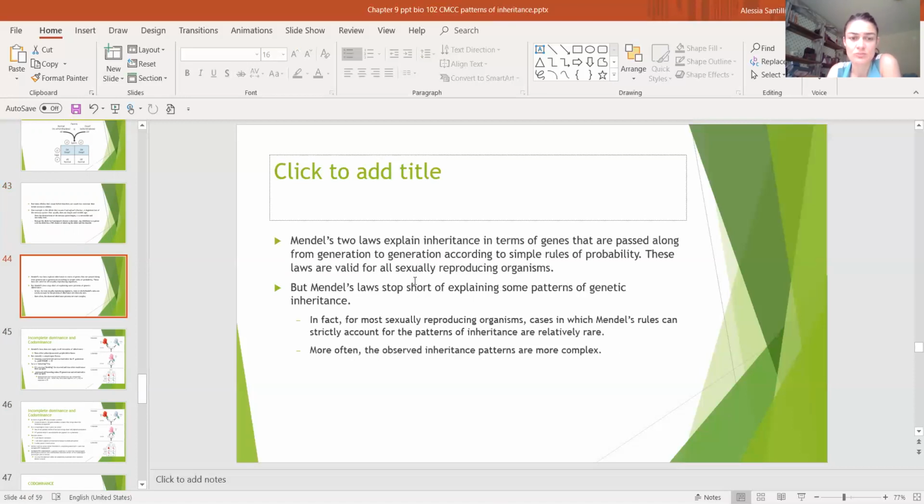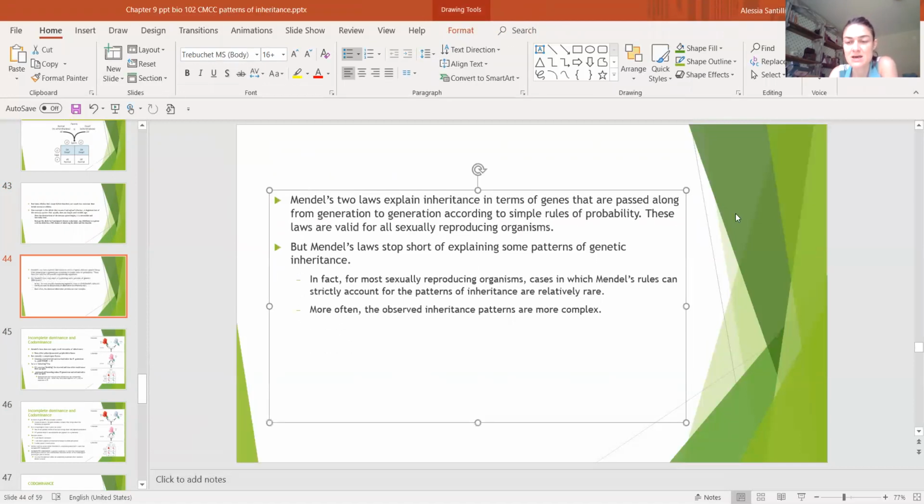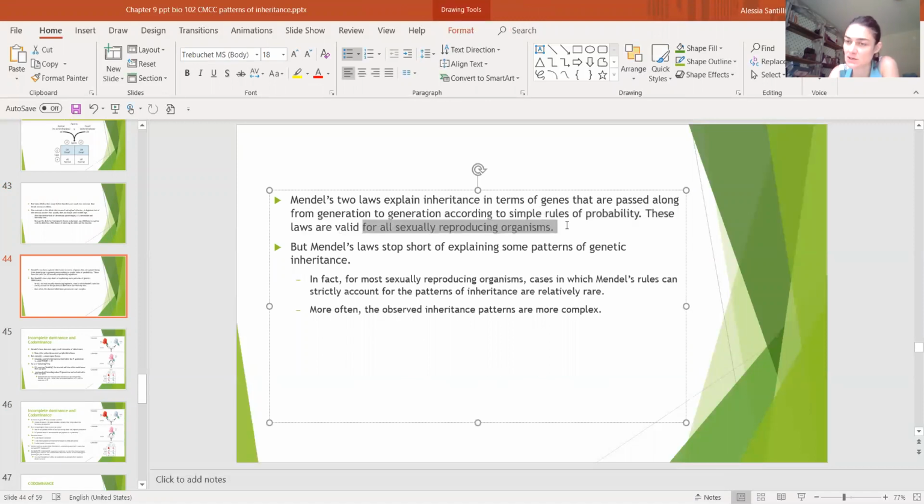Okay, so Mendel's two laws explain inheritance in terms of genes that are passed along from generation to generation according to simple rules of probability. And these laws are valid for all sexually reproducing organisms. So the law of segregation and the law of independent assortment apply to us as well.